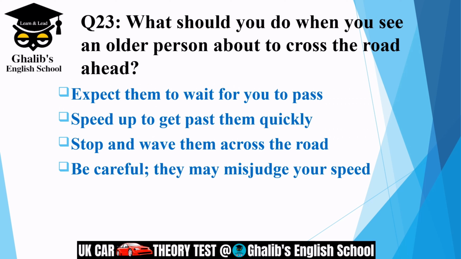Question 23. What should you do when you see an older person about to cross the road ahead? Expect them to wait for you to pass. Speed up to get past them quickly. Stop and wave them across the road. Be careful, they may misjudge your speed. So the correct option is you need to be very careful. They may misjudge your speed.